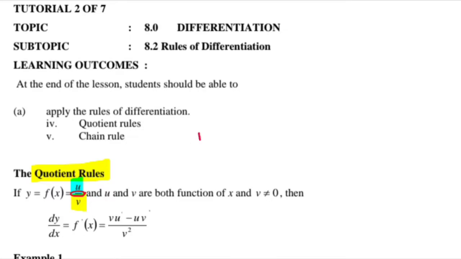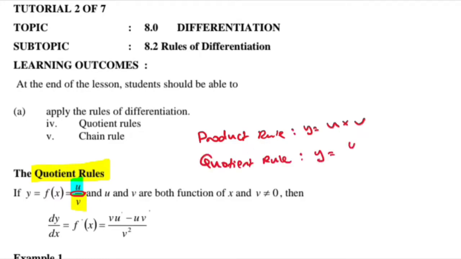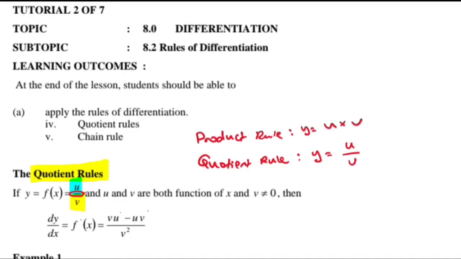So it's unlike product rule. For product rule, the relation in the middle for u and v must be multiplication. But for quotient rule, the relation between u and v must be division. It's easy for you to remember because quotient means division and product just means multiplication.